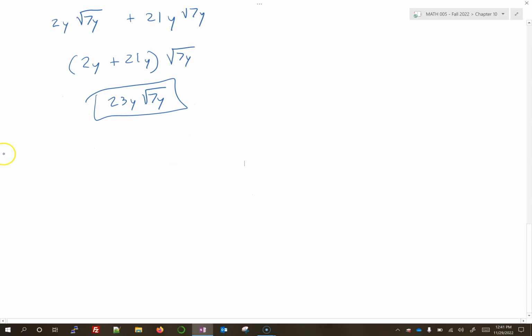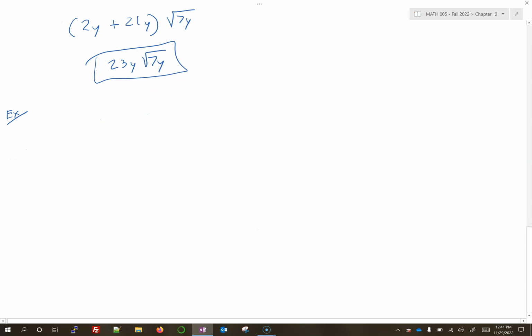All right, let's do one more. I'm going to do one more with 3 terms. So we're going to have, let's see, 2 times the square root of 27a to the 5th minus 4a, the square root of 12a cubed plus a squared times the square root of 75a.